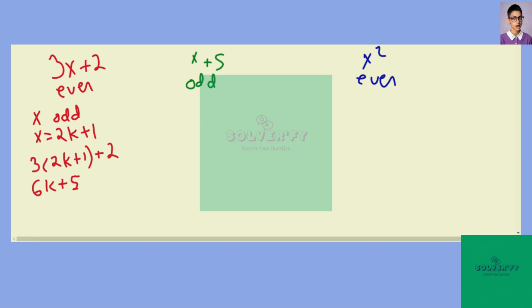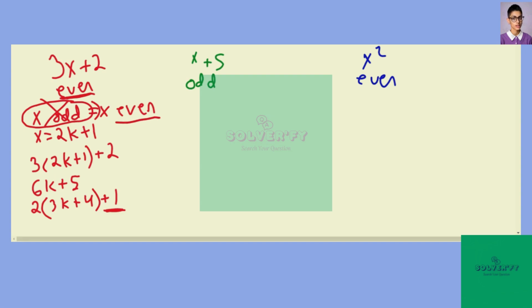And so we can see here that if we factor out a 2, we can get 2 times 3k plus 4 plus 1. And so this shows that it's an odd number, but we wanted it to be even. So our assumption that x is odd has to be wrong. So that means x is actually even. And so from this part, we get x is an even number.